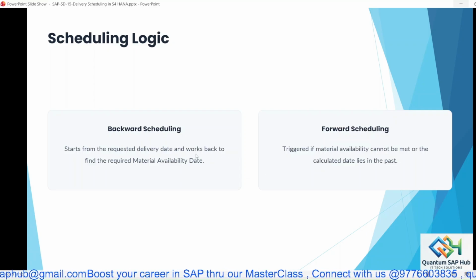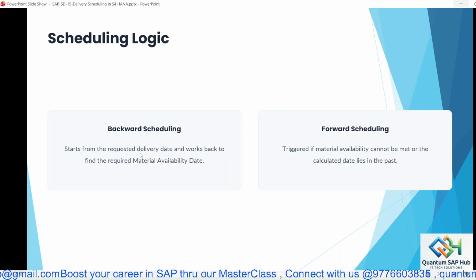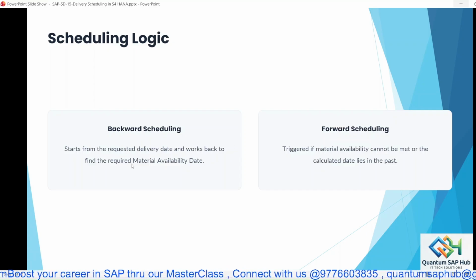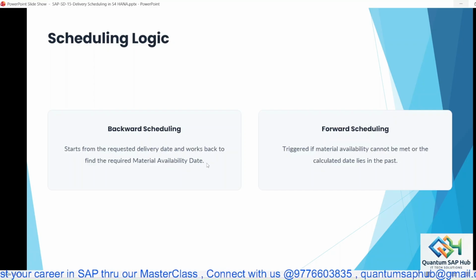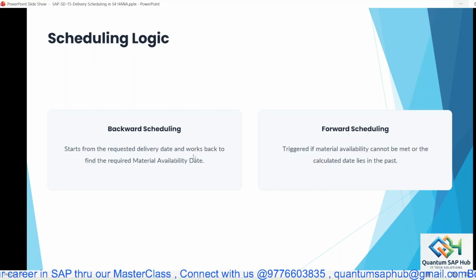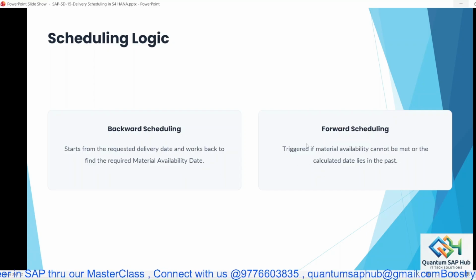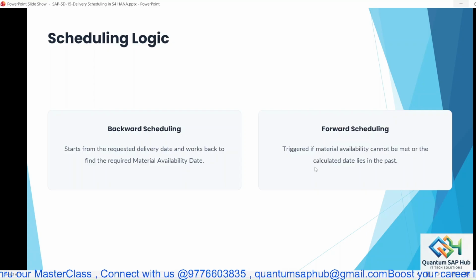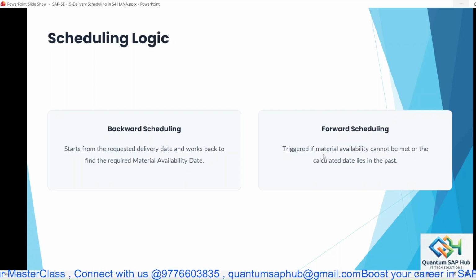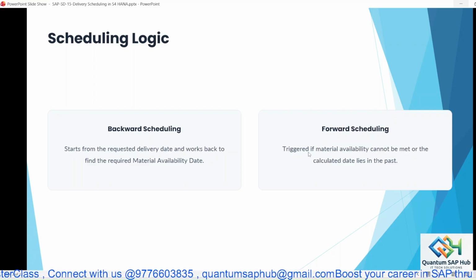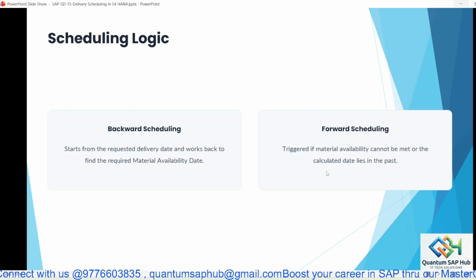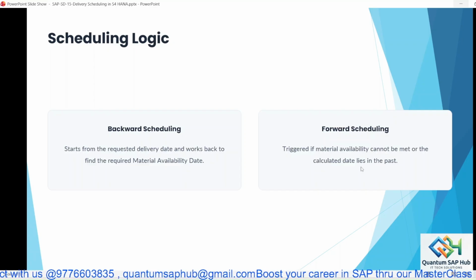Okay, so it will take the requested delivery date, do a back calculation, and find out the material availability date. If the material is not available on that date, then it will go for forward scheduling. It is triggered if the material availability cannot be met or the calculated date lies in the past.